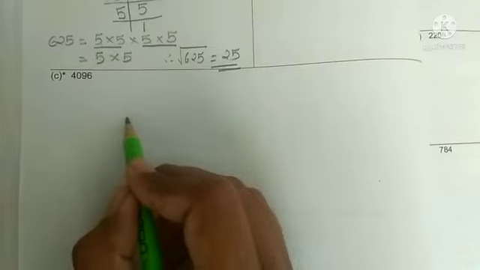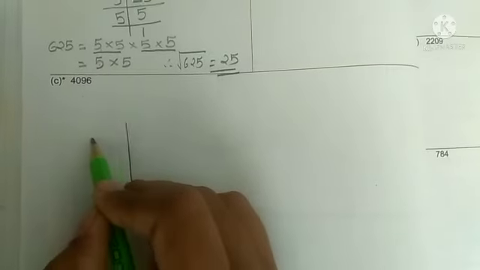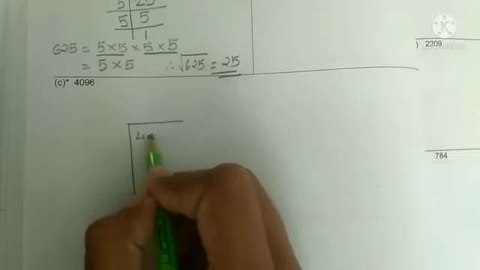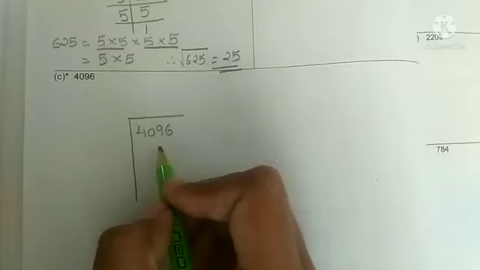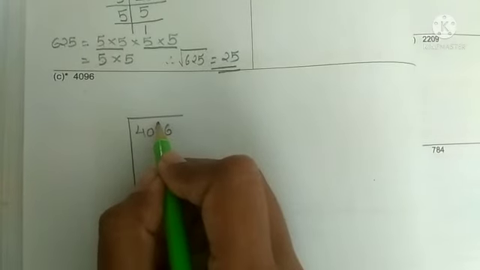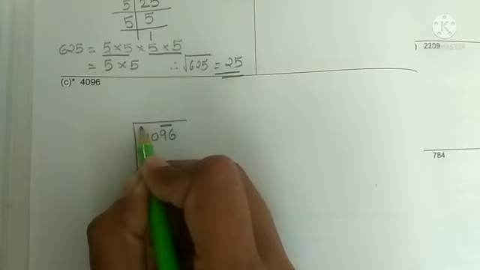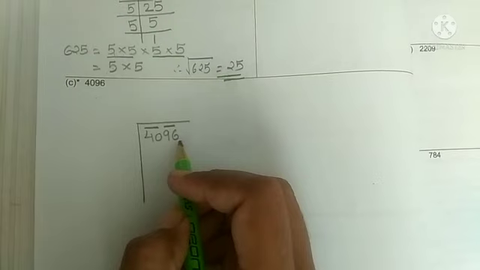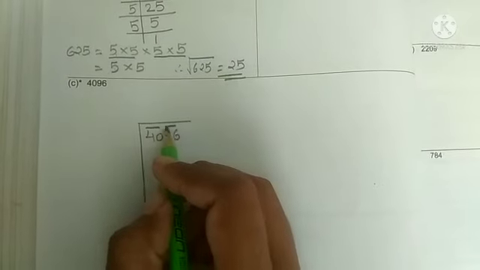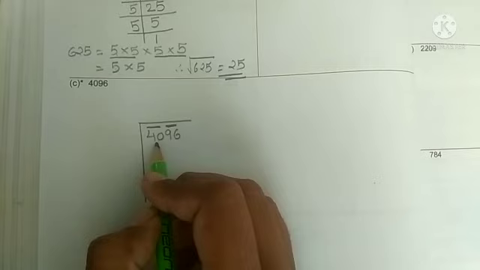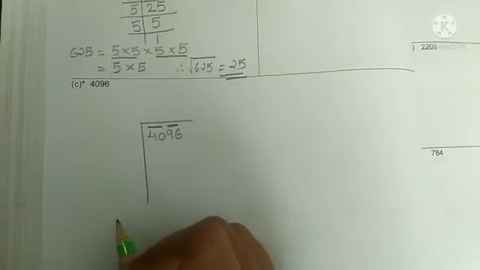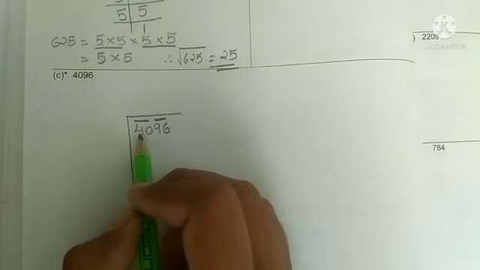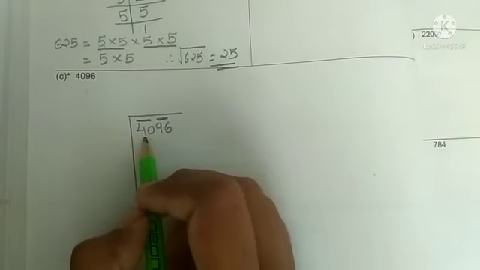So first what we have to do is, see here, we will write down 4096. What you have to do now is make the pairs. You have to take two numbers and give a horizontal line. Clear? So from the right hand side I have taken two numbers and given the horizontal line. Then I have taken the next two numbers and given the horizontal line. Clear? So it means that we have made the pairs. Now we will take the first pair, that is 40.